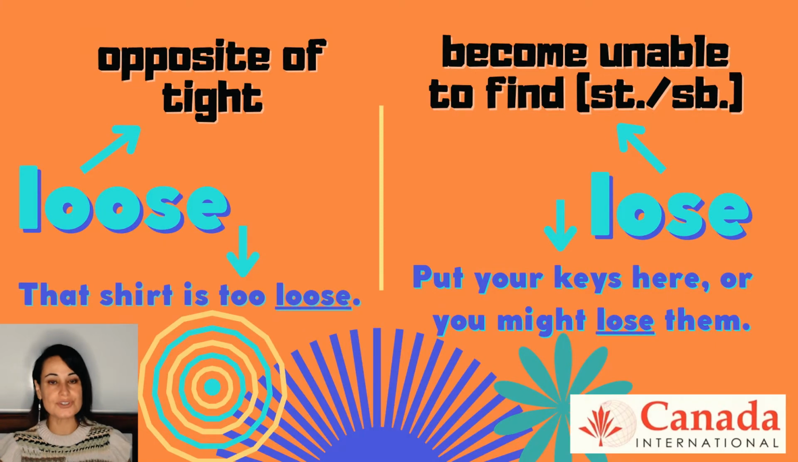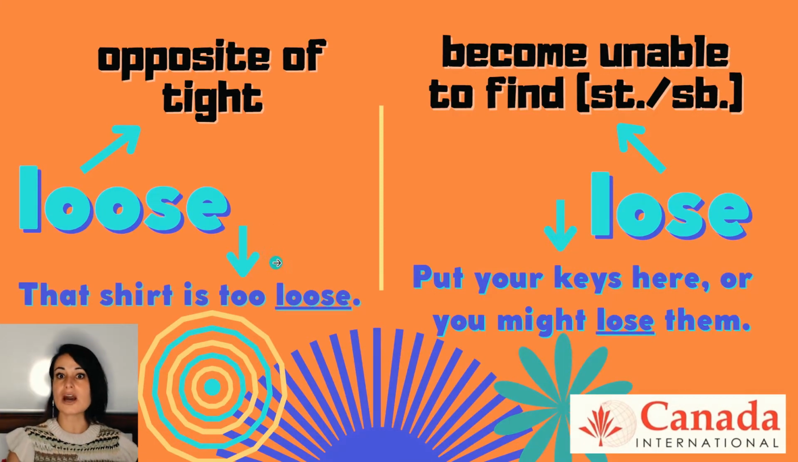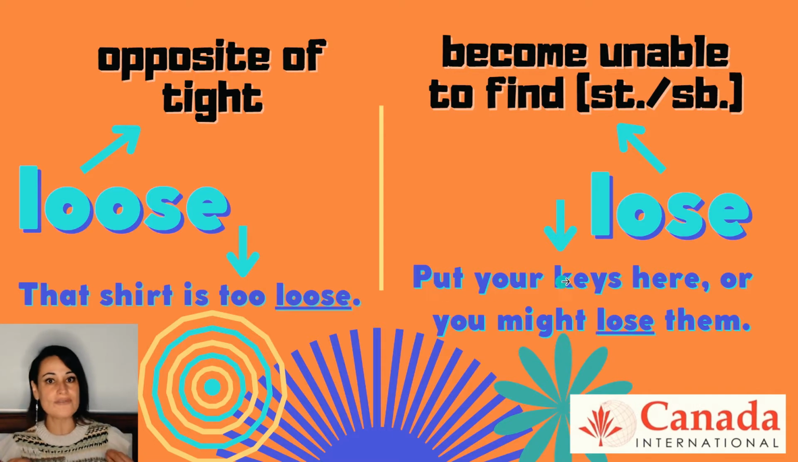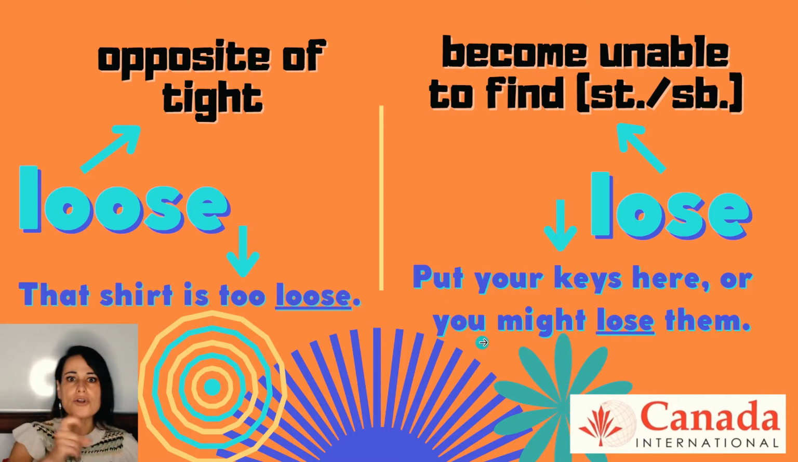Loose versus lose. The first, loose with two O's, means the opposite of tight. For example, that shirt is too loose. Whereas lose with one O is to become unable to find something or someone. For example, put your keys here or you might lose them.